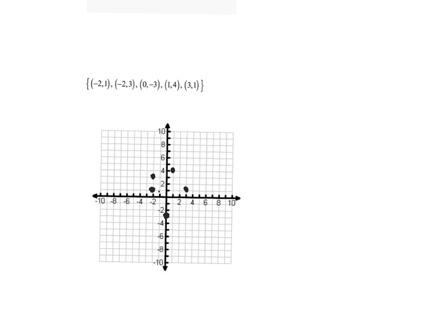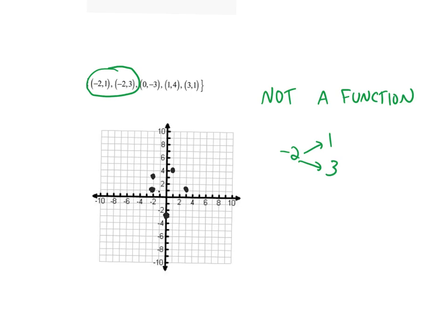So here are my points, but really what I'm trying to figure out is does each x go to only one y? And the answer is no. This is not a function. Where it loses its ability is right here with these 2 points. Because you've got negative 2 going to 1 and going to 3. So that makes it not a function. If you have that repeated x value with different y values, that's going to automatically make it a non-function.